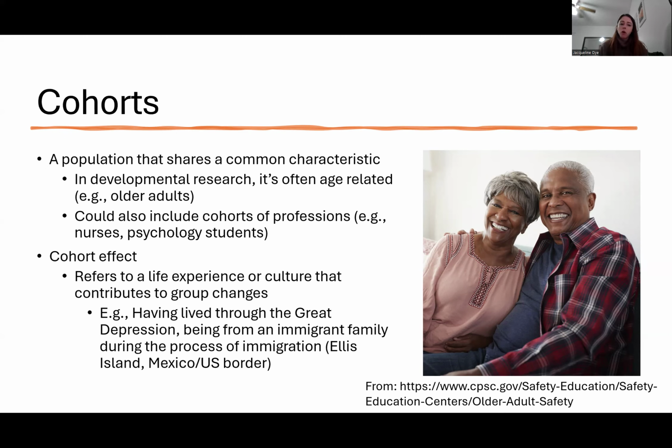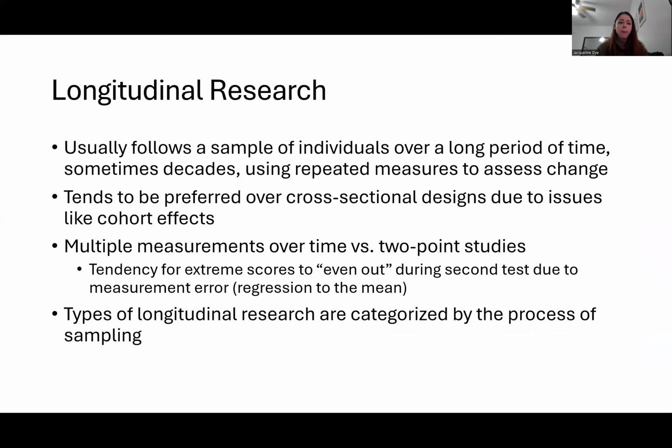What is a cohort effect? So this refers to a life experience or culture that contributes to group changes. So we can think of some examples here as having lived through the Great Depression and the impact that that had on that age group, on that particular cohort. We could think about being in an immigrant family during the process of immigration and different time periods in which that happened, like the period of Ellis Island, and then families that are currently trying to immigrate now at the US and Mexico border, and the impact of that experience on someone's development and mental health.